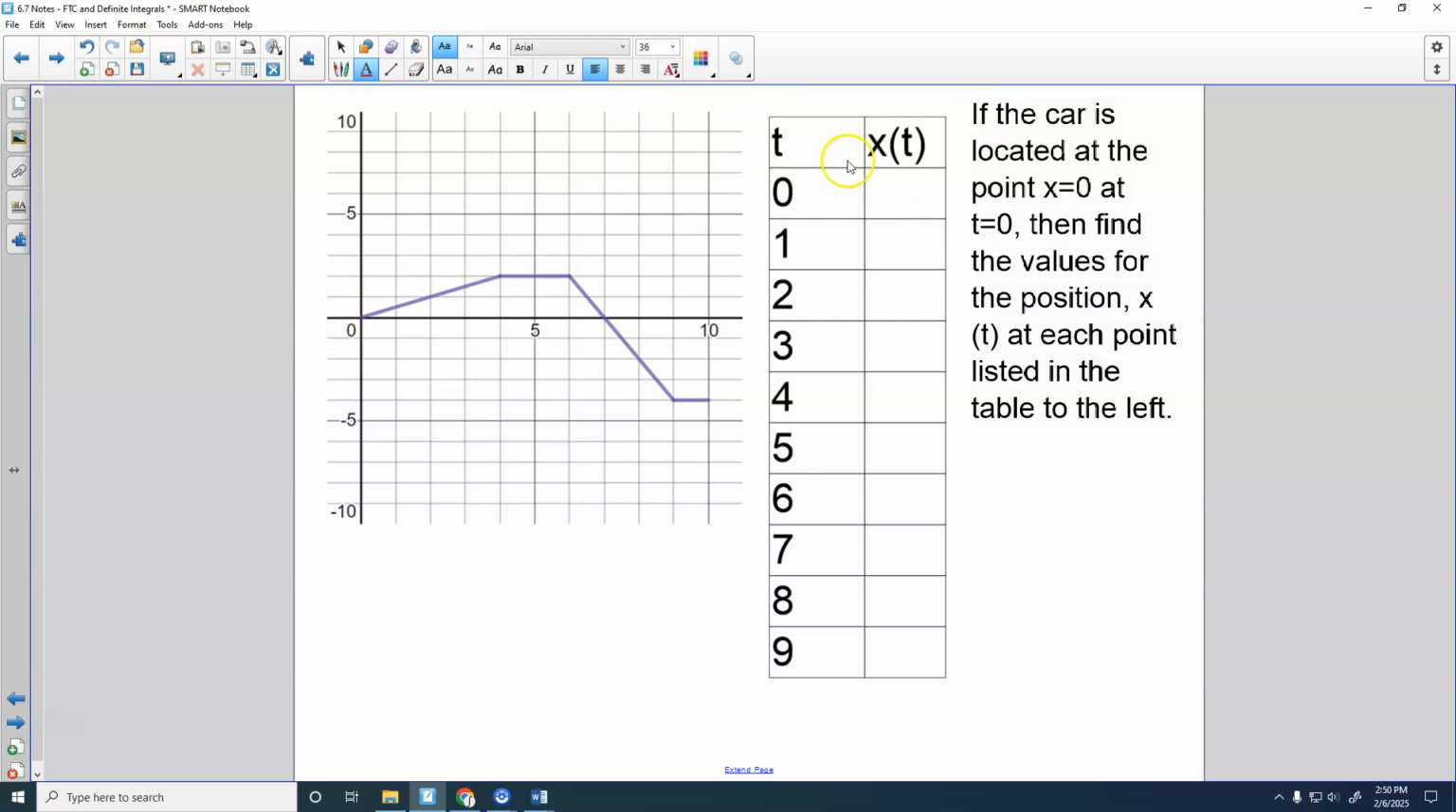So, let's make us a table here. We did this a little bit the other day. Okay, so if the car is located at the point x equals 0, at t equals 0, so you are starting at 0, then find the values of the position x, or x of t, at that point. So if we start at 0, we're at 0, right?